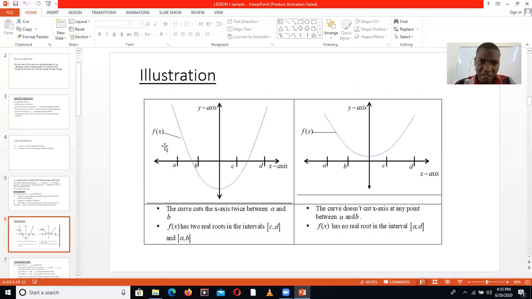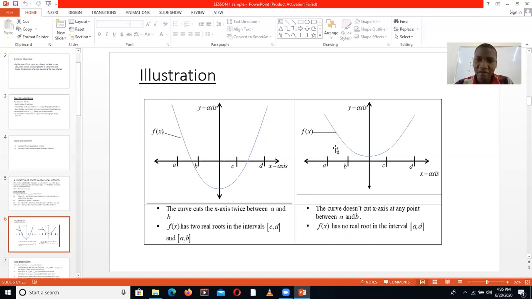It is crossing the interval a and b, and also crossing the interval c and d. This confirms that the function you plotted has two real roots in the interval a and d. There are two values for this function between a and d that, if you substitute into this function, it becomes 0. That's what it tells us. It means that at this point, y is 0, and at this point, y is 0. And therefore, the values of x at these points are what we call the roots of the function.